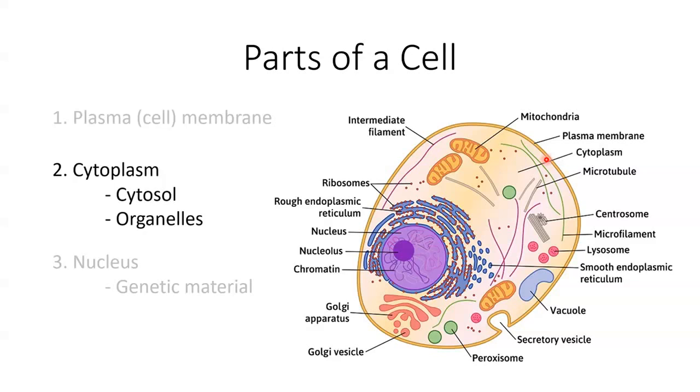The cytoplasm consists of all of the cellular contents between the plasma membrane and the nucleus. So it's between this dark yellow line and this big purple dot here. So all of this stuff in here. The cytoplasm itself is made up of two components.